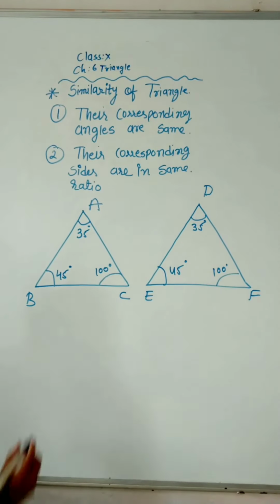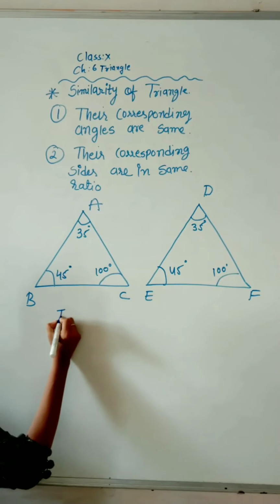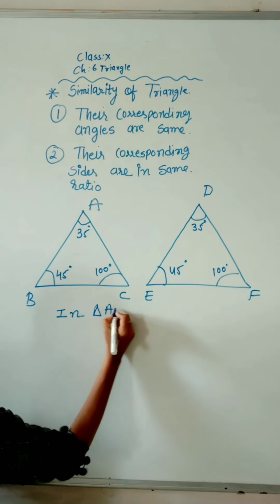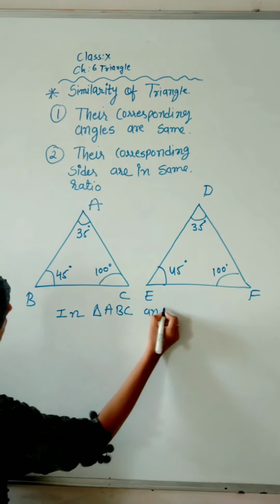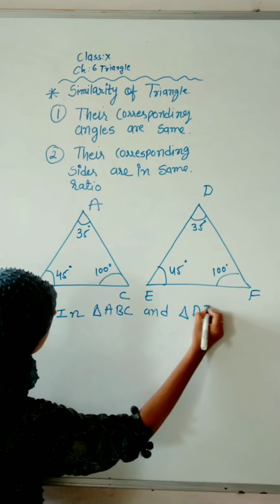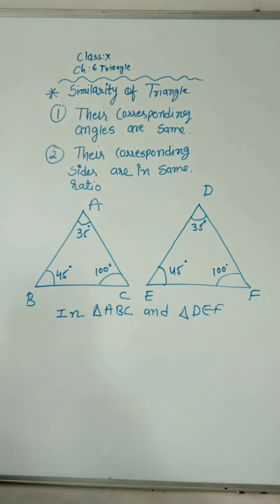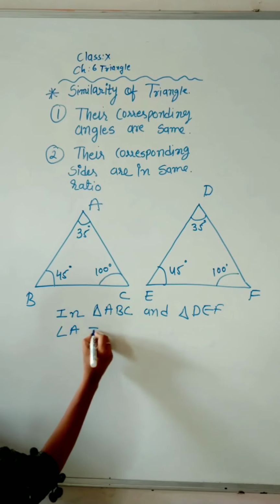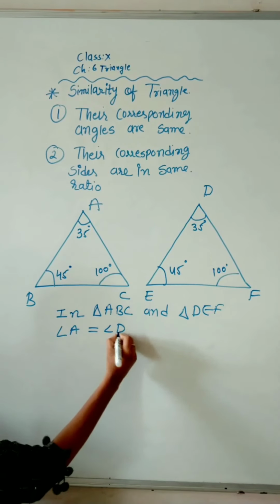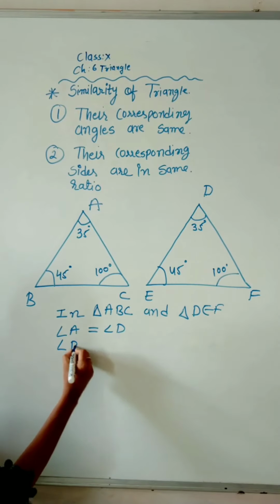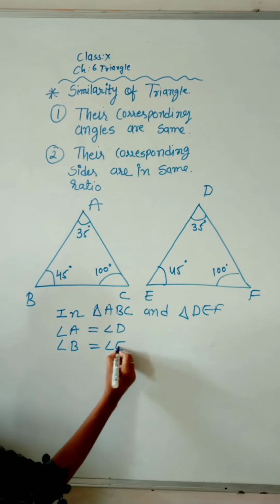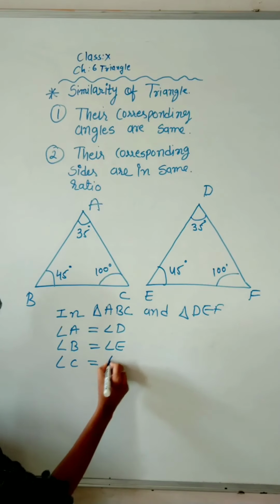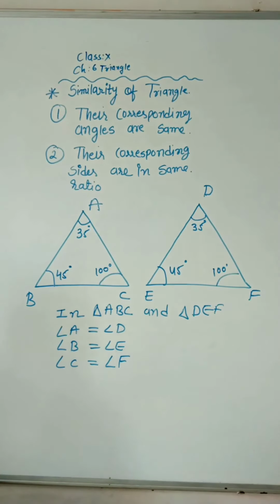So in our last class, if we are talking about these two triangles, in triangle ABC and triangle DEF, we were showing congruency of these triangles, meaning we were writing that angle A is exactly equal to angle D. Then we were writing that angle B is exactly equal to angle E. And angle C is exactly equal to angle F.